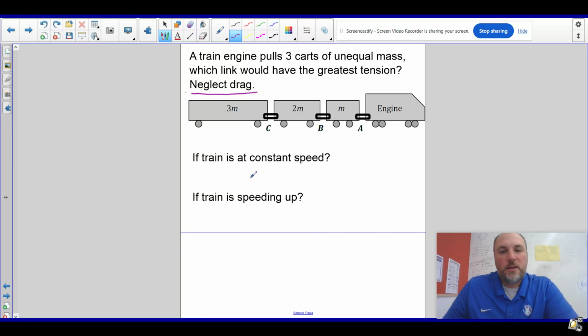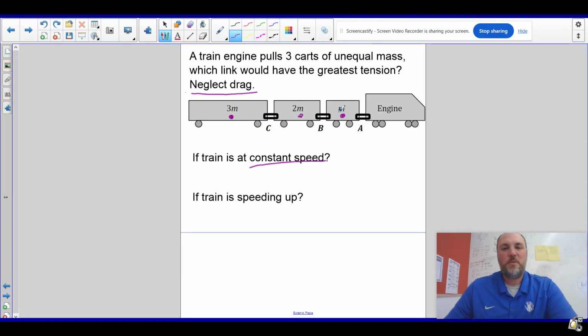All right, so looking at the first example with constant speed, in order to be at constant speed, we need all of the forces to be in equilibrium. So if I were to do a free body diagram for each of the train cars, the 3M, the 2M, and the M, if I were to try to include the tension in these links, in order to keep it at a constant speed, I need all those forces to be canceling out.